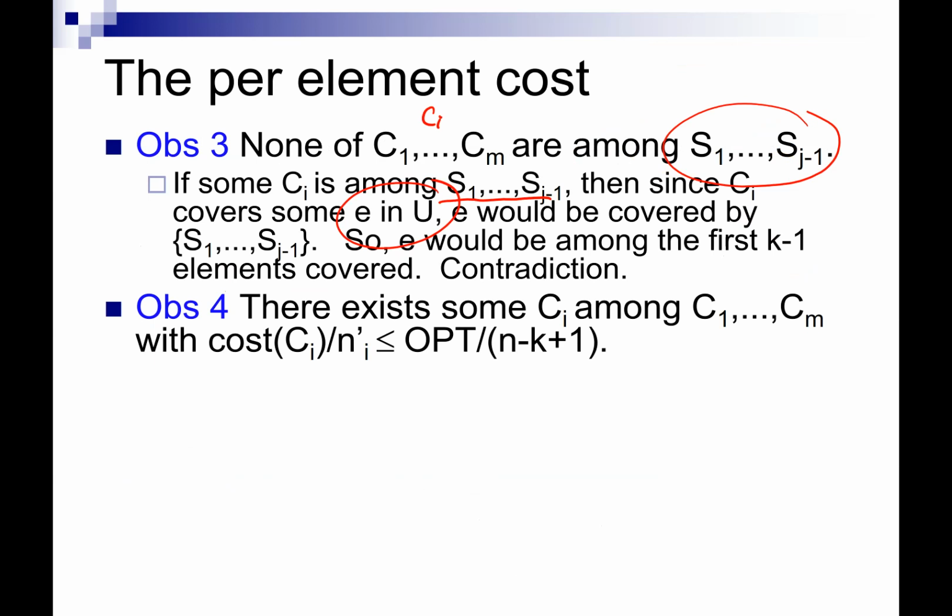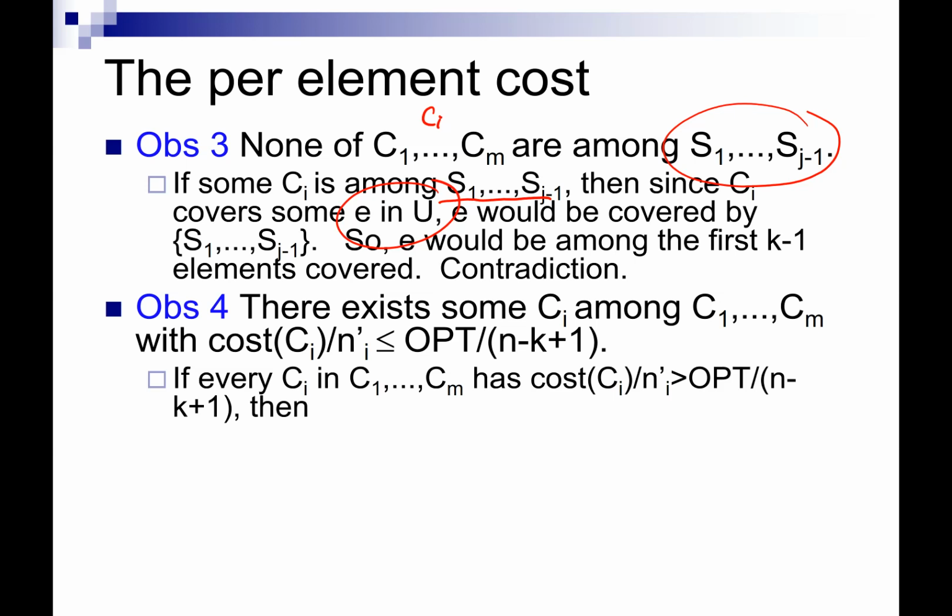Now the next observation is that among all of these C sets, there must be one of these C sets such that if you take the cost of that set divided by the number of elements from U that it covers, this is going to be at most opt divided by n minus k plus 1.